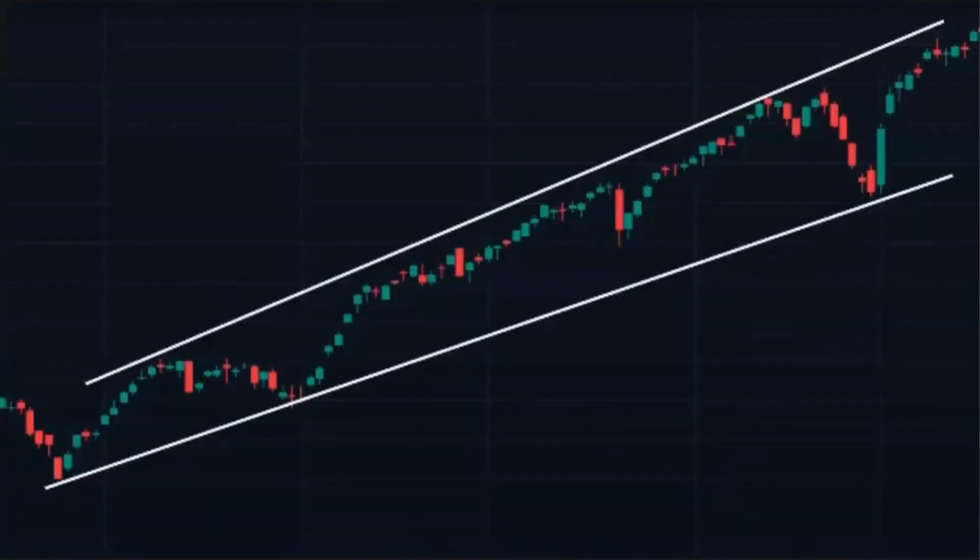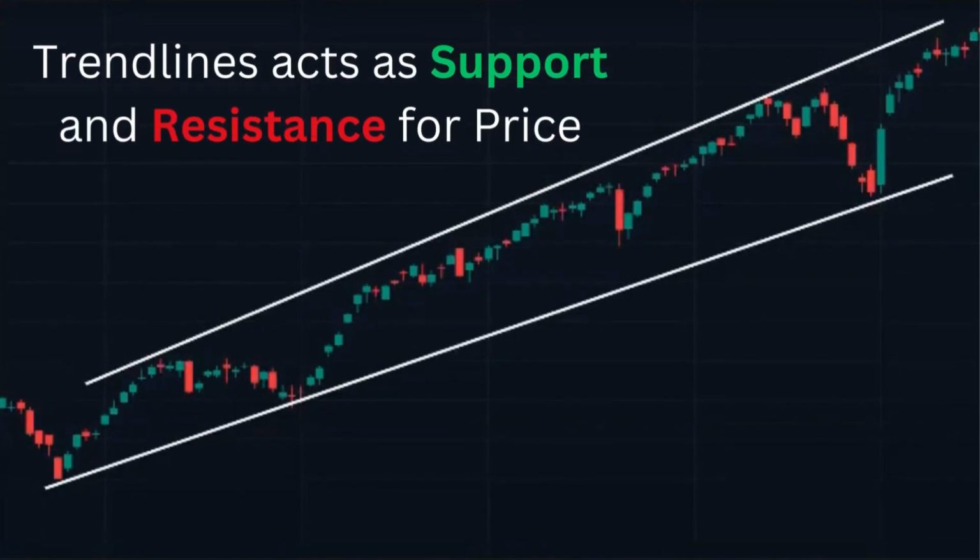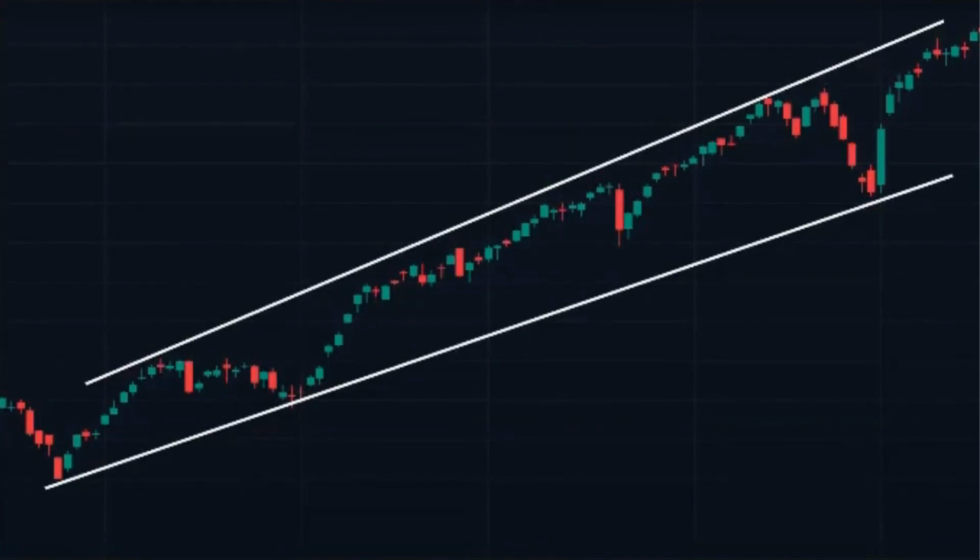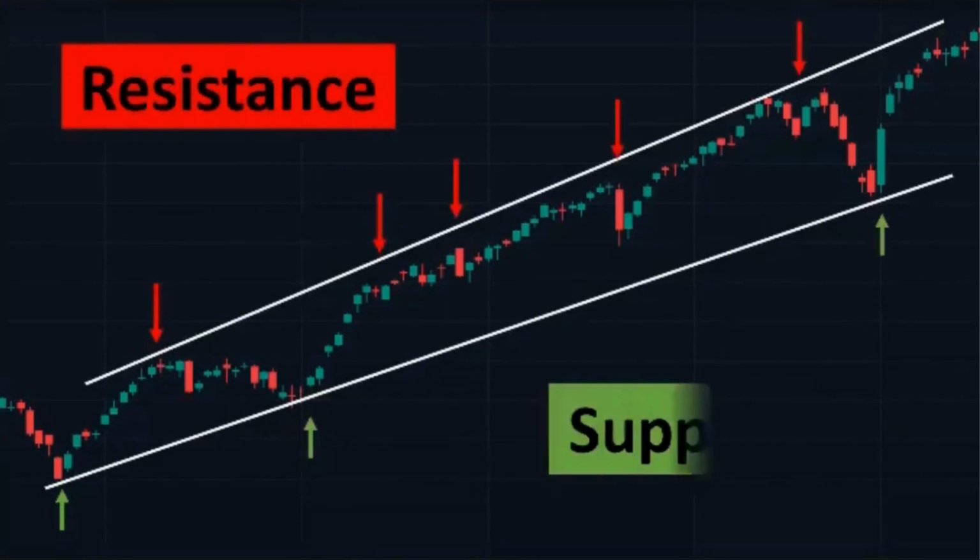Alright, now let's see the basic functionality of a trend line. The trend line basically acts as support and resistance for the price. As you can see on the screen, the price is taking support and resistance whenever it comes near the trend line. Most people trade on this support and resistance and make money in the stock market. But in this strategy, we are going to look for a breakout on the trend line.